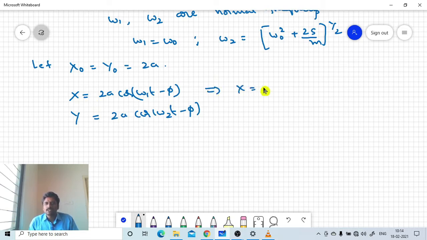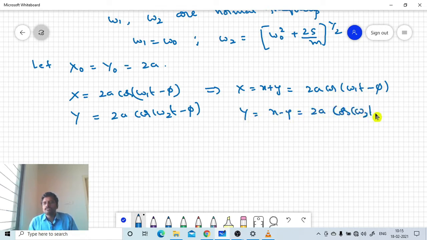Capital X is equal to x plus y, that is equal to 2a cos of omega 1 t minus pi, is the value we will get. Capital Y is equal to x minus y, that is equal to 2a cos of omega 2 t minus pi we will get. See, these are the equations. I am taking this as equation number 3 and this as equation number 4.